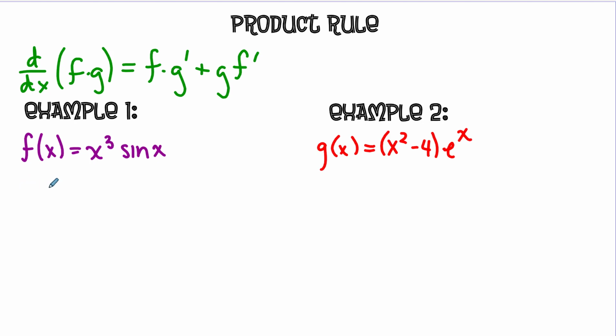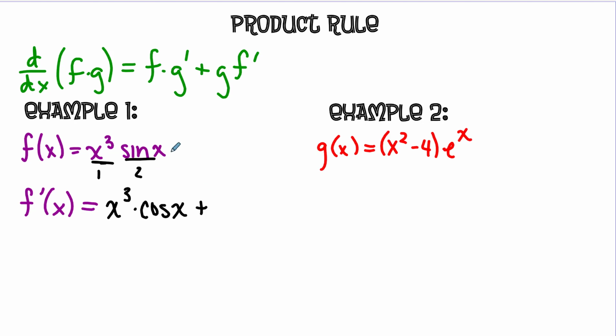So when we do the derivative of this function, I'm going to call this f prime of x. I'm going to leave the first function alone. So this guy is function number 1, and this will be function number 2. So I'm going to start out, leave function number 1 alone, times the derivative of sine of x, which is cosine of x. Plus, now I'm going to leave the second function alone and take the derivative of the first. So now I'm taking the derivative of x cubed, which is 3x squared, times, and now I'm leaving sine of x alone.